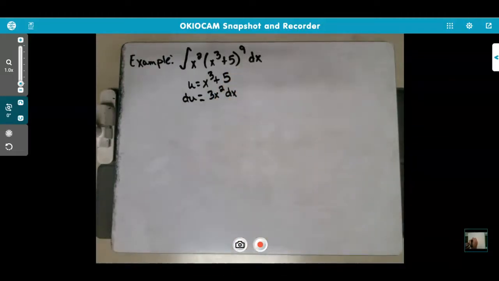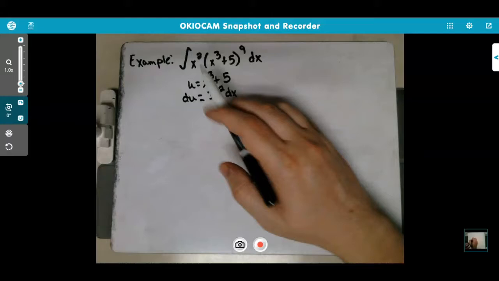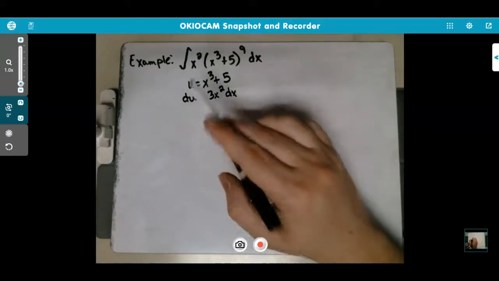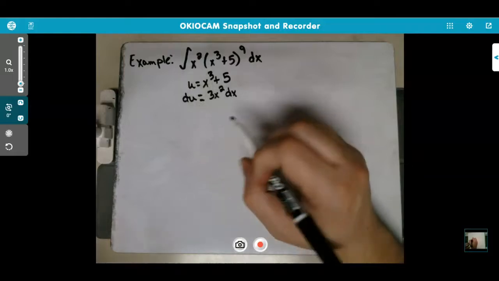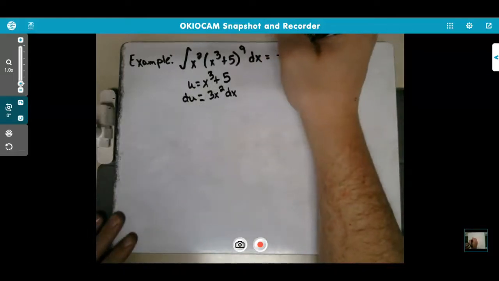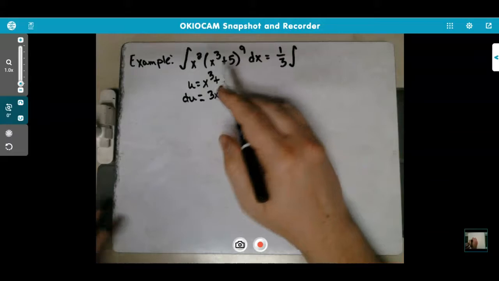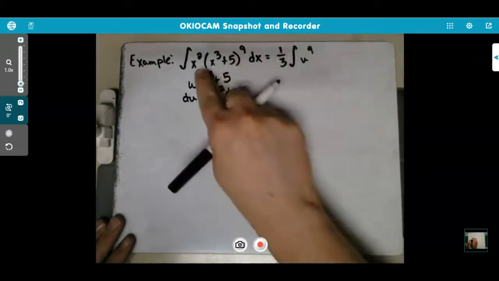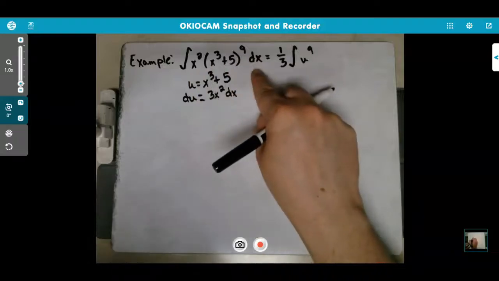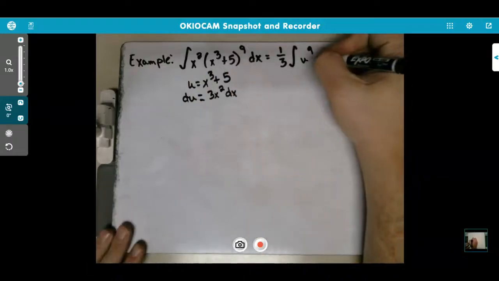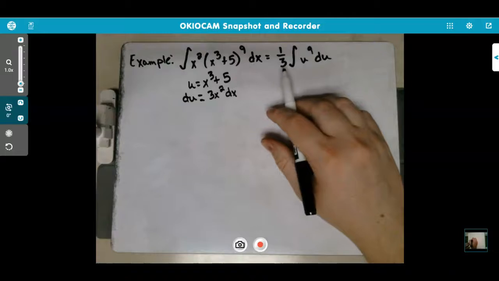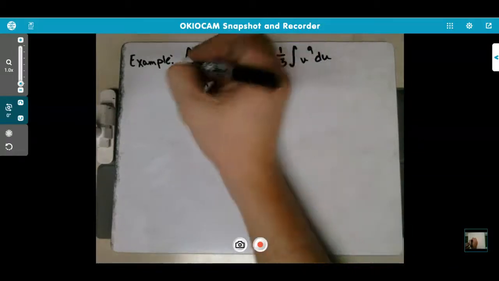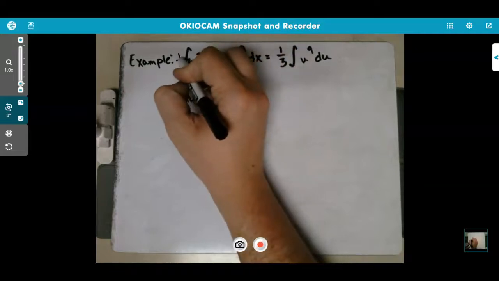So a lot like on the last one, I need 3x squared, but I only have 1x squared. So that's okay as long as I put a 1/3 out front to balance it out. So this would become 1/3 integral of, we let u be equal to x cubed plus 5, so that's u to the 9th. And then 3x squared dx becomes du. Again, I put this 1/3 here because I need a 3, but I don't have one. So in order to put a 3 there, I have to also put a 1/3 there.